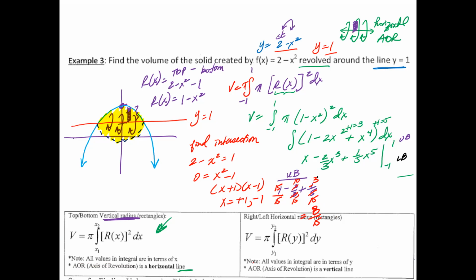Don't forget your lower bounds. And remember, it's going to be a minus, and it's going to be in brackets, lower bound. So negative 1. Negative 1 cubed is a negative 1. Negative 1 times a negative 2/3 is a positive 2/3. Negative 1 to the 5th power, which is odd, is a negative 1. Negative 1 times a positive 1 over 5 is a negative 1 over 5. So just be careful with your negatives.